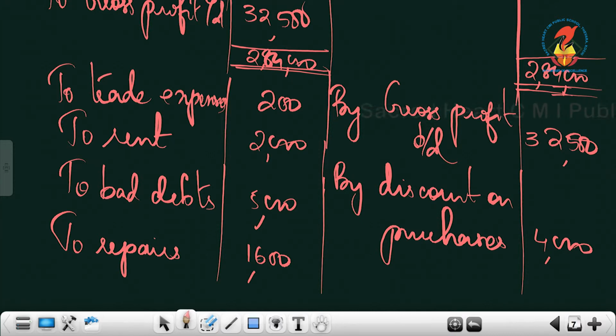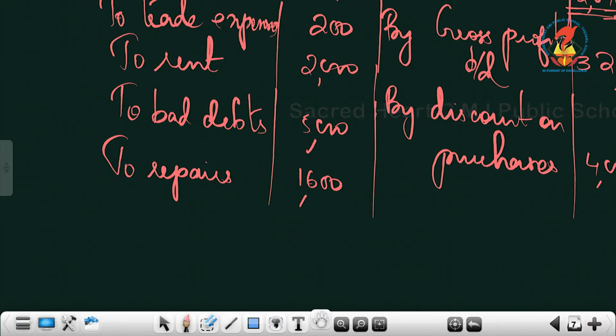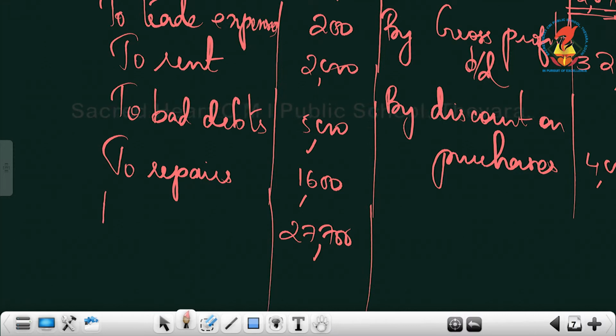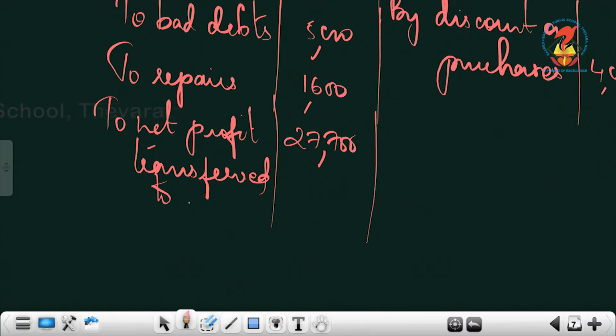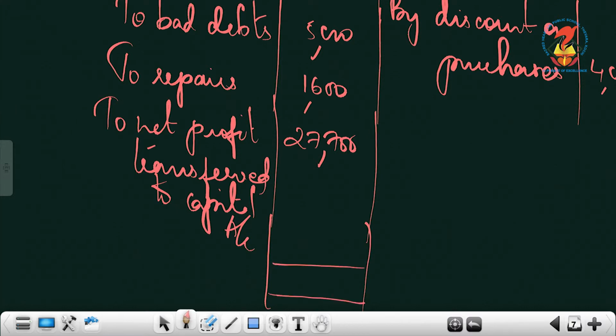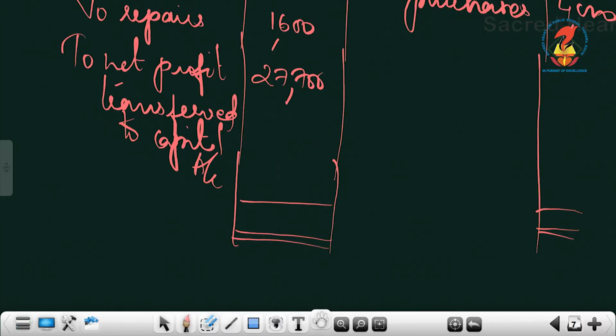Yes. So now we can find the balance. See whether it is net profit or net loss. Here it is net profit 27,700. Shortage on the debit side again. So to net profit, transfer to capital account. $27,700. Then you write the totals. Write the totals and then you close this.